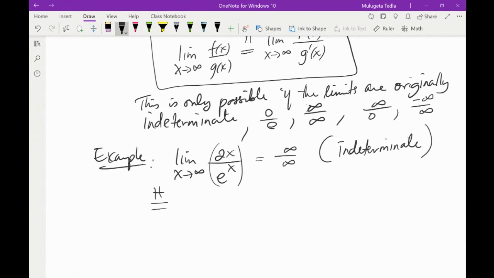So the limit of f over g is going to be equal to the limit of f prime over g prime. The derivative of 2x is 2. The derivative of e to the x is e to the x, as x approaches infinity. As you can tell, this is a constant. When you plug in x as infinity, it will be huge. 2 over a huge number is clearly not indeterminate. It is actually 0. A fixed number 2 over an extremely growing number going to infinity is of course 0.